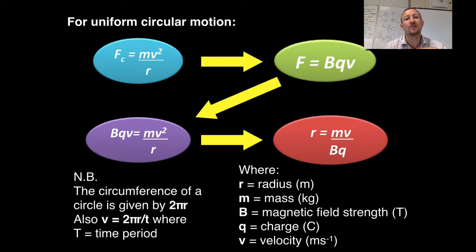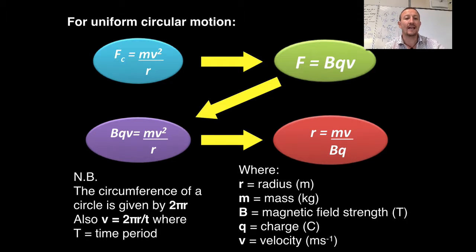But we can substitute in for the force here, because we know for a charged particle, the force generated on a charged particle is BQV from the green ellipse. So if we substitute in the force from the green ellipse into the force for the blue ellipse, we then get our purple ellipse, which is basically BQV equals mv squared over r.